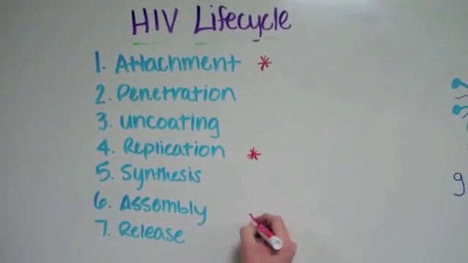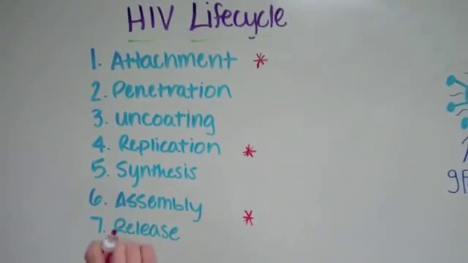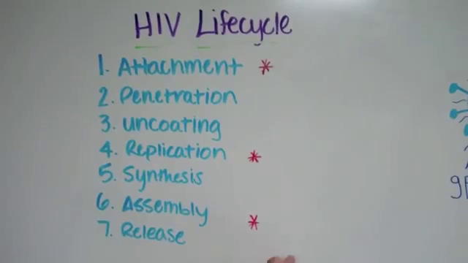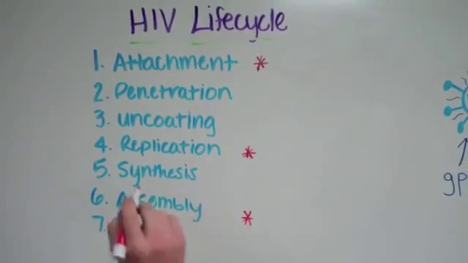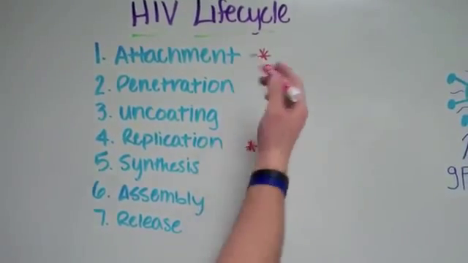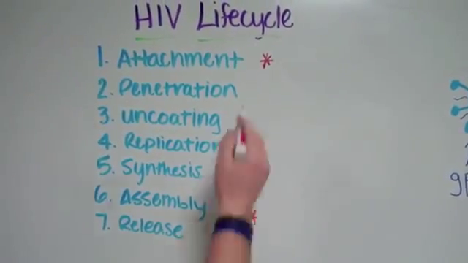Lastly, we're going to talk about assembly. After these viruses have overtaken the cells and replicated them, how do they get back out into the circulation and continue to infect and afflict the body? These are all very key points, but these three are the most important and what we're going to focus on. So first, let's go to attachment.